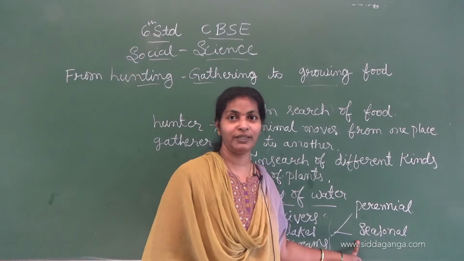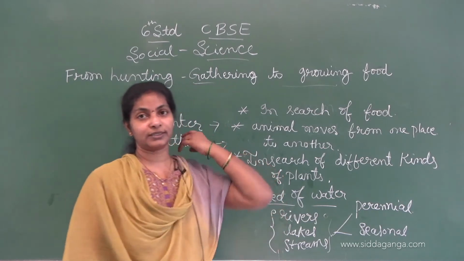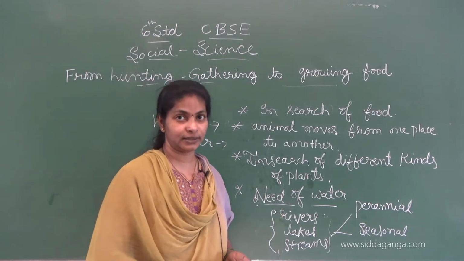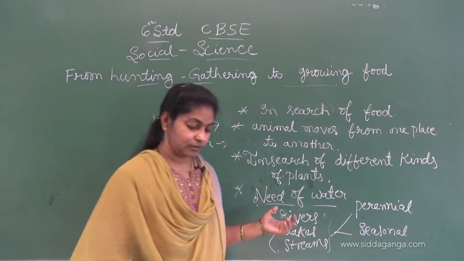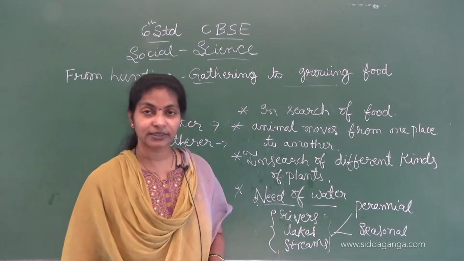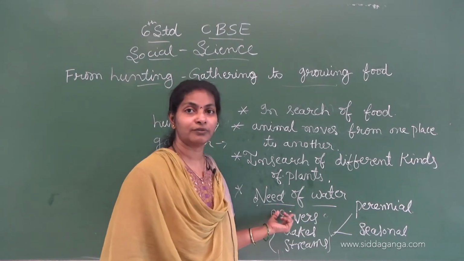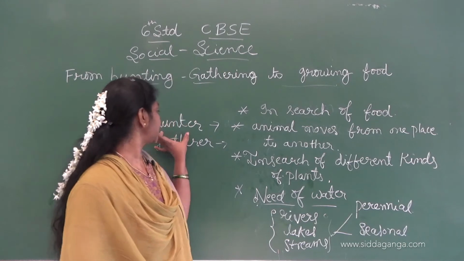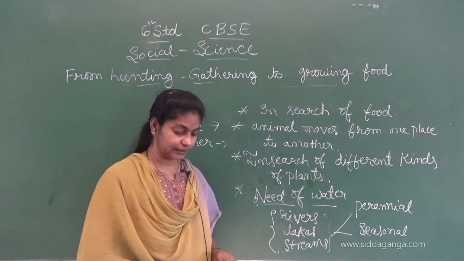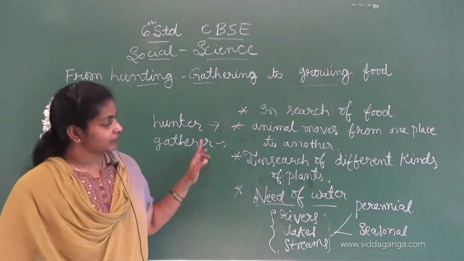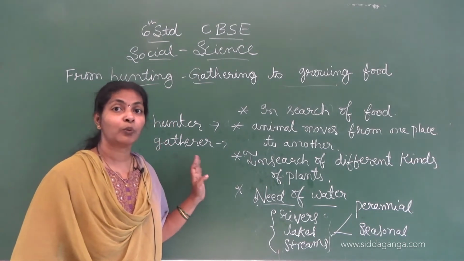The people who are living on the banks of these rivers would have to go in search of water during the summer season. The availability of water is also one of the reasons the hunters and gatherers moved from one place to another. This was another reason. So, these are the main reasons the gatherers and hunters moved from one place to another.